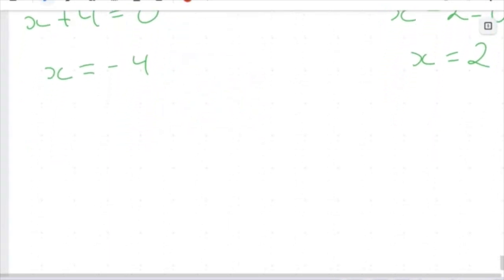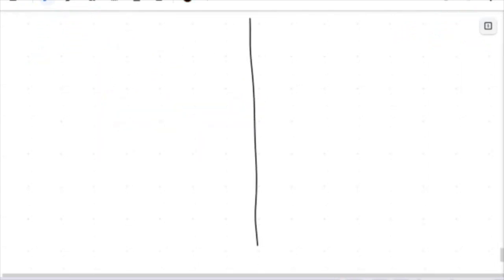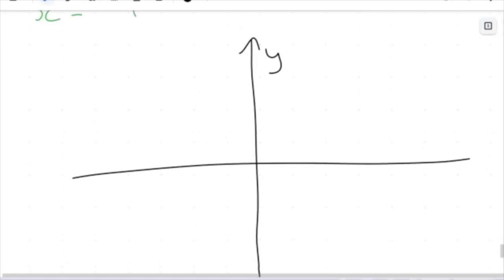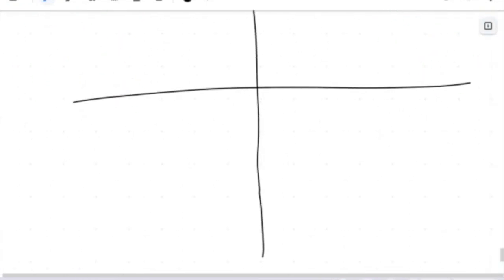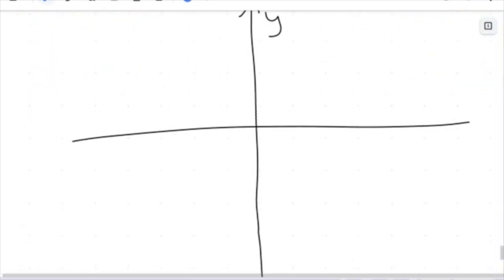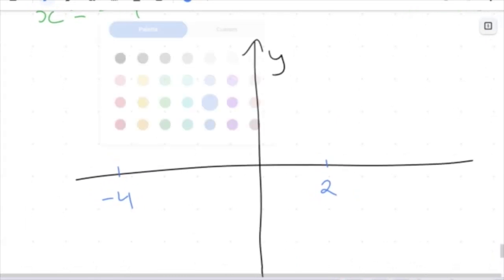And before we do the next part, I'm just going to draw up my axes now. So I can start to think about where my points are going to go. I have a y-intercept of -8, and I have x-intercepts of 2, as well as -4. Let's label my x-axis 2.